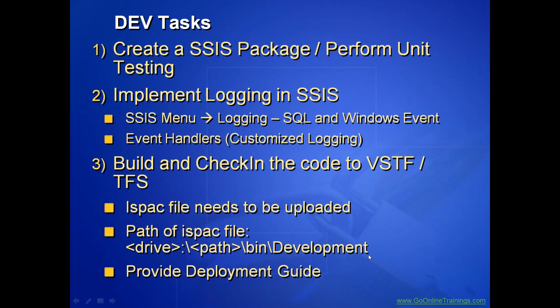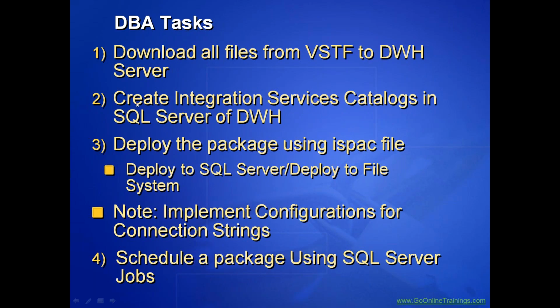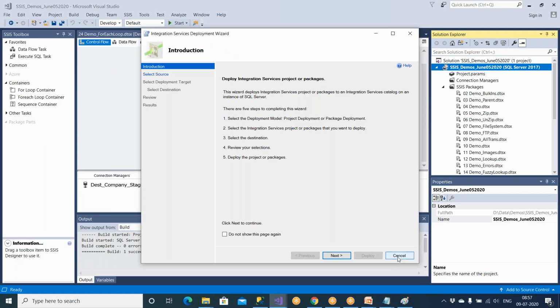So where is the ispack file located? I told you these are the development steps. But what are the steps in production? The DBA is supposed to do those. What are they supposed to do? Download all the files from the VSTF data warehouse serving server. This is what I told you. Create integration services catalogs in SQL Server, deploy the packages using the ispack file, and so on. So these are the things the DBA is supposed to do. Clear?